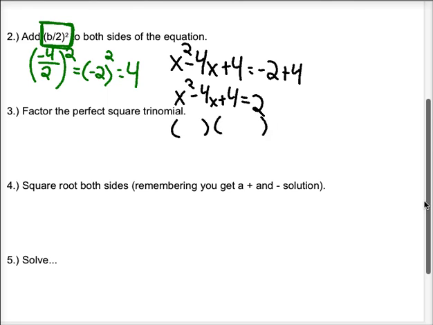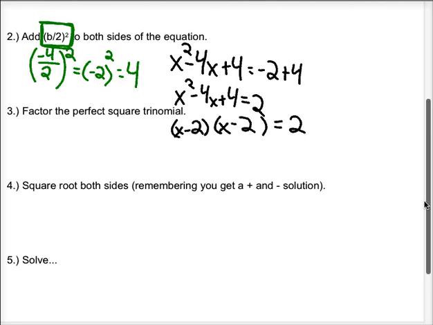X squared minus 4x plus 4. Well, to get the x squared term, we have x and x. We want it to multiply to positive 4 and add to negative 4. Well, to multiply to a positive, add to a negative, we need 2 negatives. And if you choose x minus 2 and x minus 2, that's what you end up with. All right, so factoring is still a key to this one.